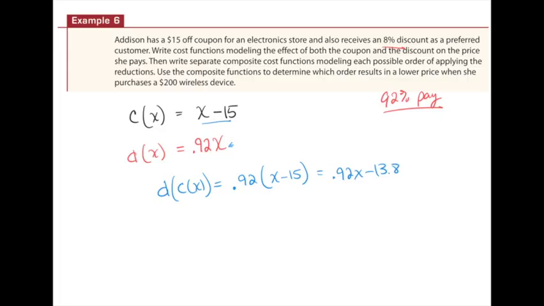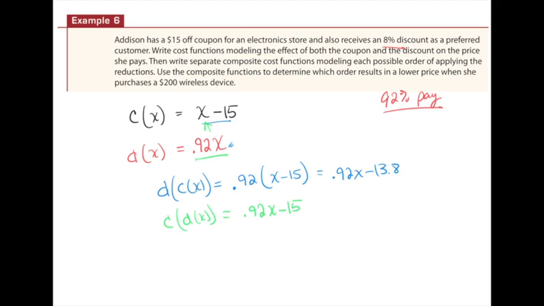The other thing that could happen is we could do the discount first and then the coupon. What does that look like? We're going to take this and plug it in there. That looks like this, 0.92x minus 15. Hopefully without even plugging it in, you can figure out which is going to be cheaper, right? The second one should be cheaper, right?